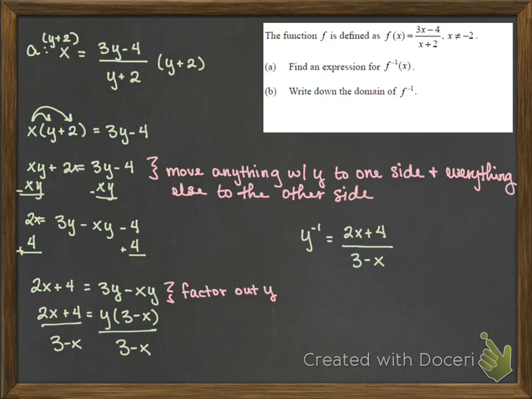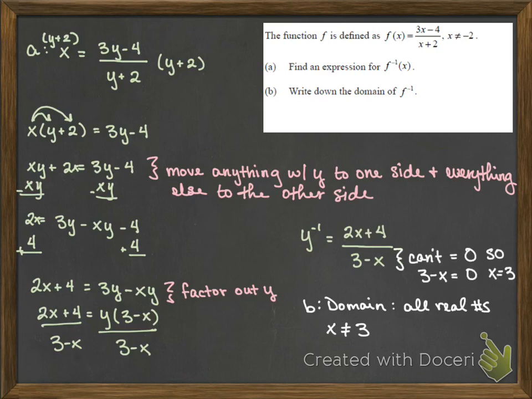For part B, we want to find the domain. So the domain of any rational function is all real numbers except for the value that makes the denominator 0. So in this case, it is all real numbers except x cannot equal 3. And again, how we got that is your denominator can't be 0. So set it equal to 0, 3 minus x equals 0, so x equals 3. That is the only value that cannot be within your domain.